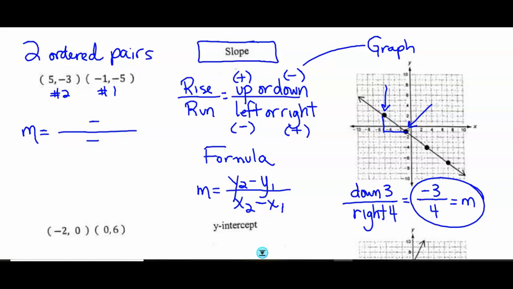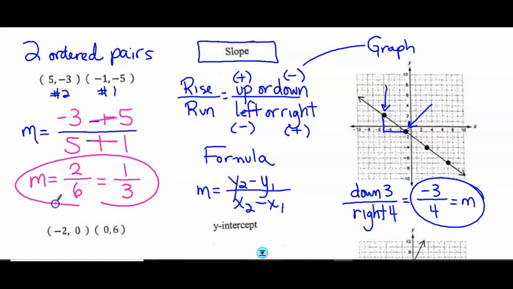So in the first slot, we're going to put a negative 3, and then a negative 5. That's y2 minus y1. And then x2 is 5, and x1 is negative 1. Remember, when you see minus, minus, that's really plus. So this would be m equals 2 over 6. And that's not acceptable because we always simplify in math. And you get m equals 1/3. So that's a recap of how to find slope. If I give you a graph, you're going to use the counting method. If I give you two ordered pairs, you're going to use the formula.